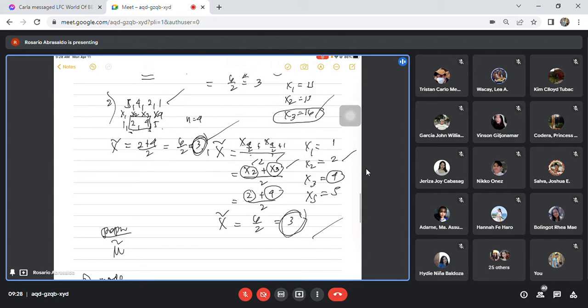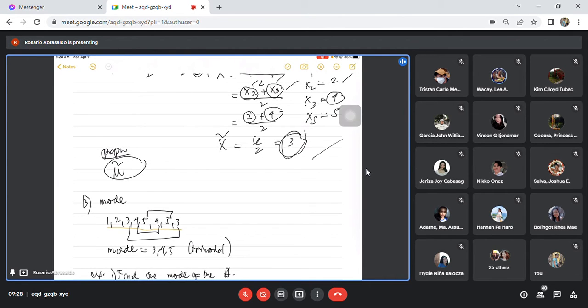Okay, kani siya nga data is taken from the sample. And if the data is taken from the population, mao ni siya ato ang median, the population median, mu. Let's proceed now to the third. The third measure of central location is the mode. Okay. The mode.